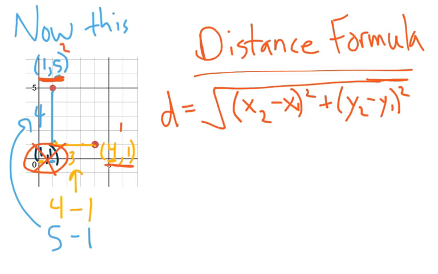And so to plug this in, x2 would be 1 minus 4, squared, plus y2, which is 5 minus 1, squared. And it ends up becoming the same thing. And it helps us calculate the distance. And all this is a variation of the Pythagorean theorem.